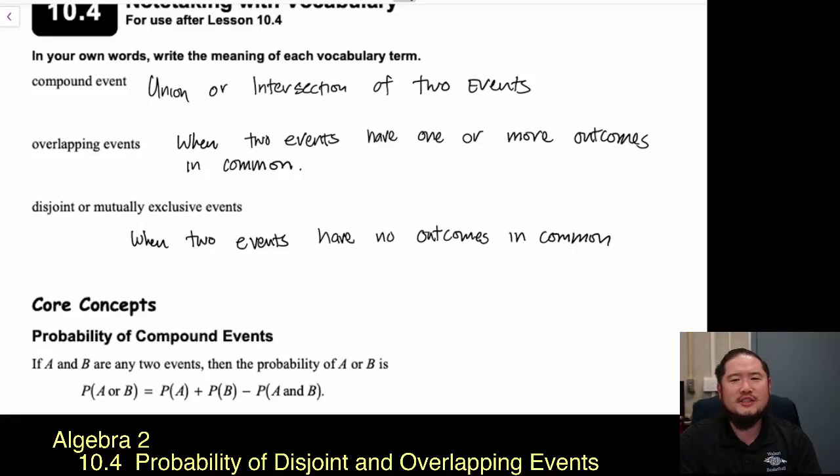Let's take a look at section 10.4, probability of disjoint and overlapping events. In this section, we're going to look at finding the probability of multiple events happening at the same time. In our first term right here, let's talk about a compound event.